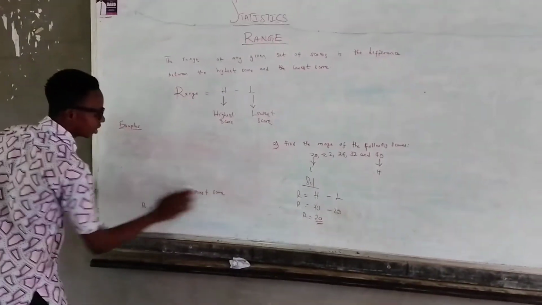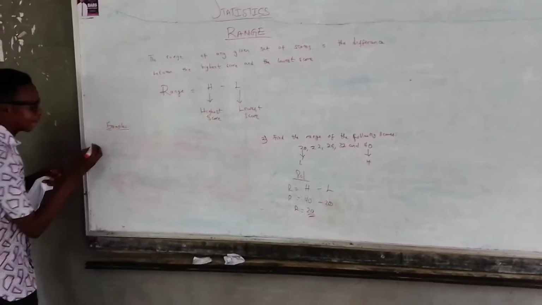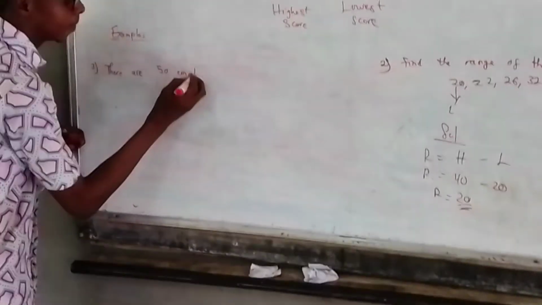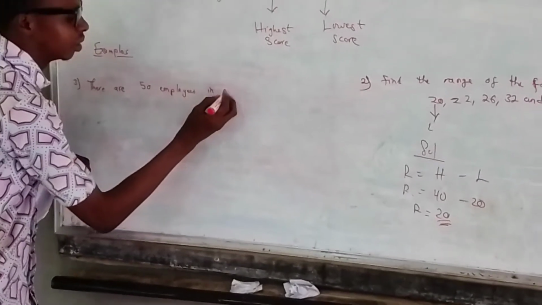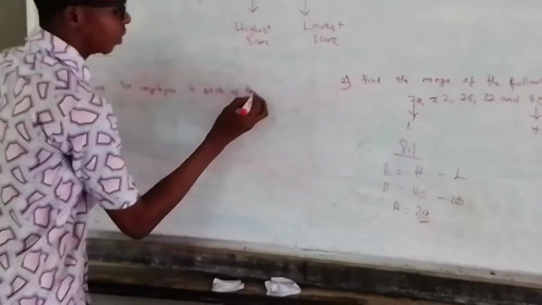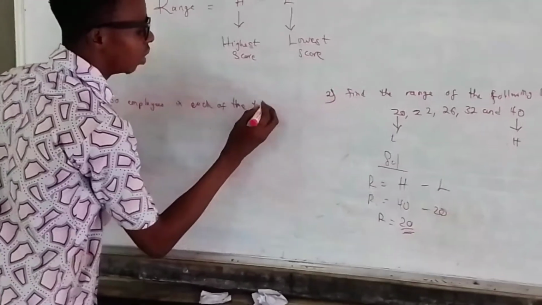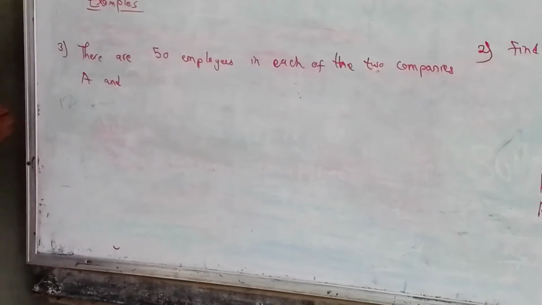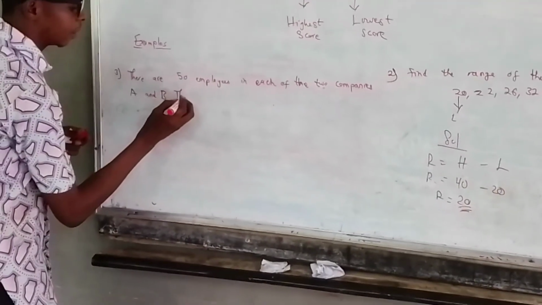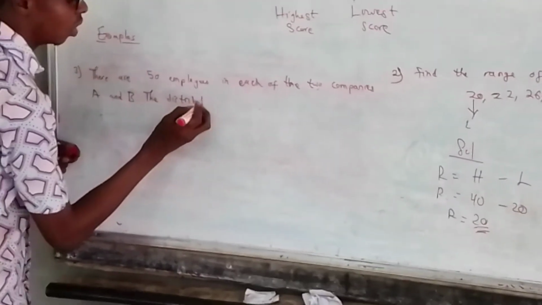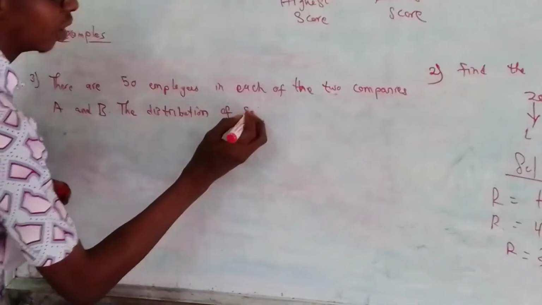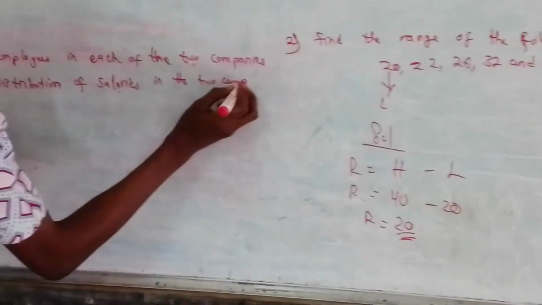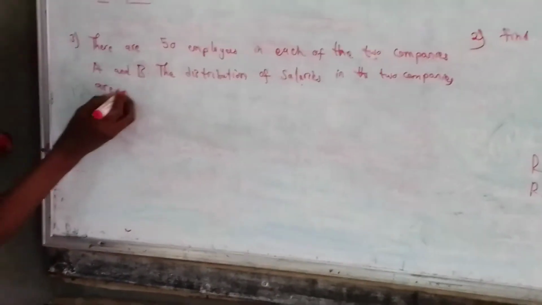Example 3. There are 50 employees in each of the two companies, A and B. The distribution of salaries in the two companies is as follows.